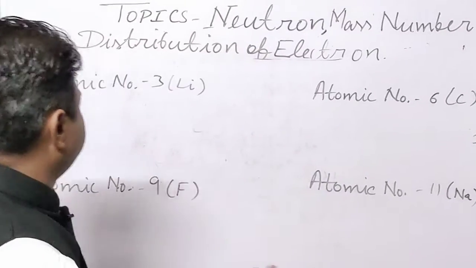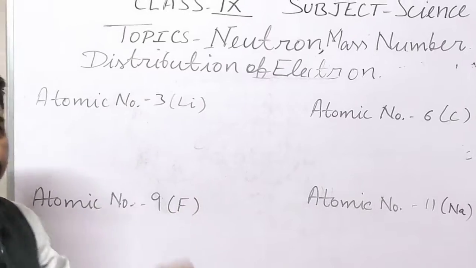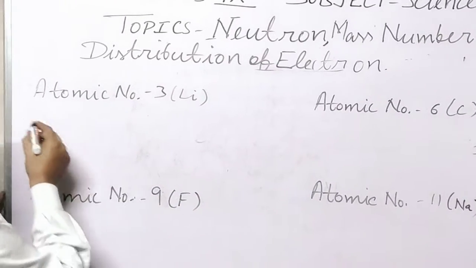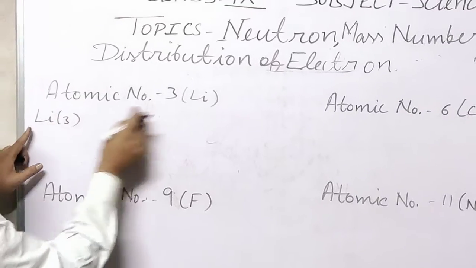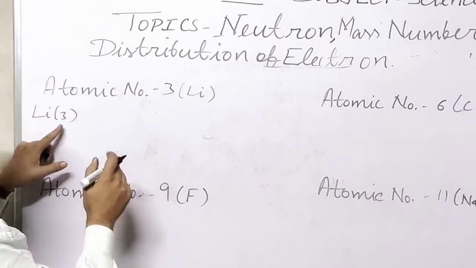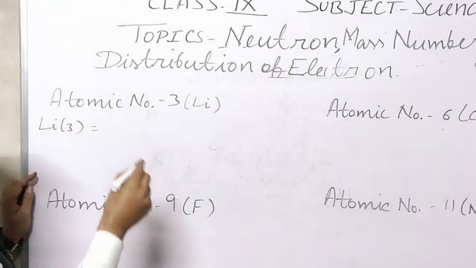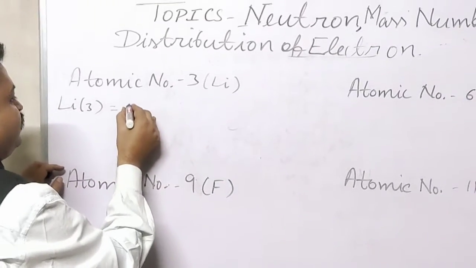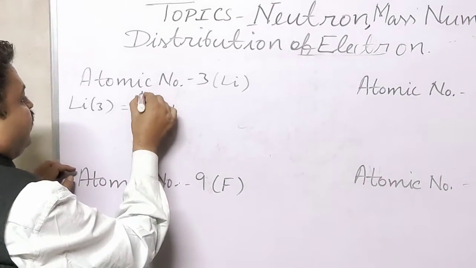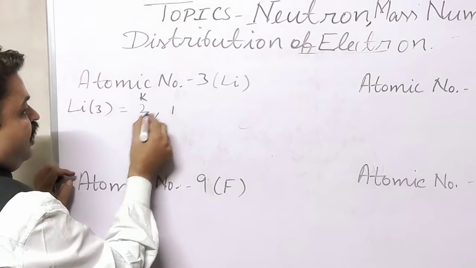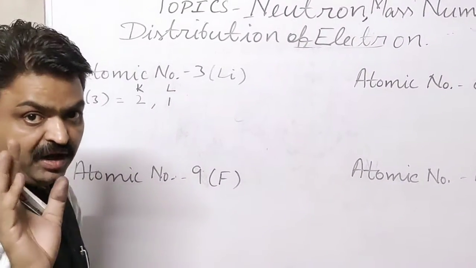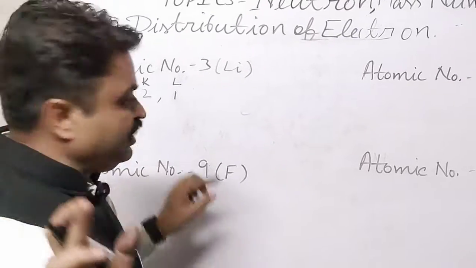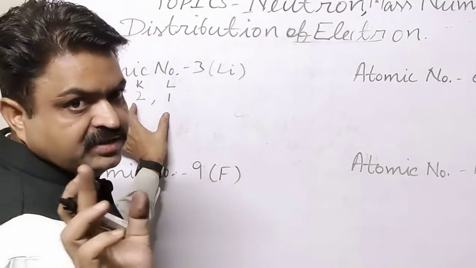Like in this, atomic number 3 is given. Now first we write it is lithium. Lithium has the atomic number 3. Now we write the electronic configuration of this. It is 2, 1. Means in the K shell there are 2 electrons and in the L shell there is 1 electron. Means how many shells or energy levels are here? Here, 2 energy levels.